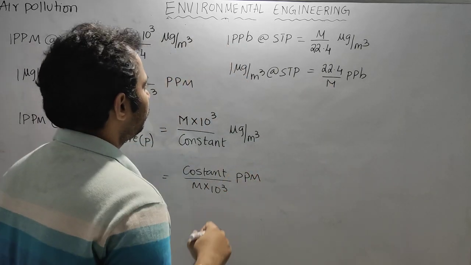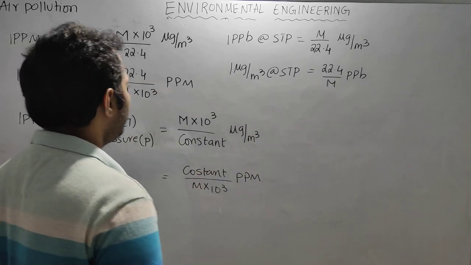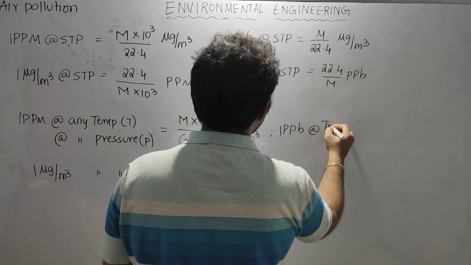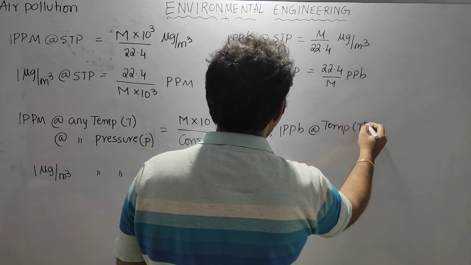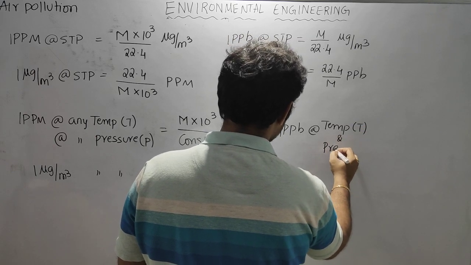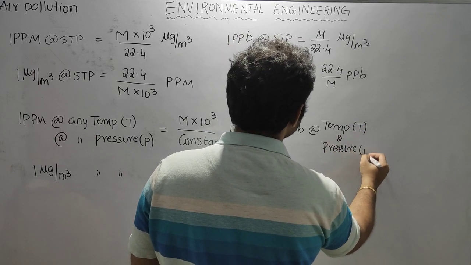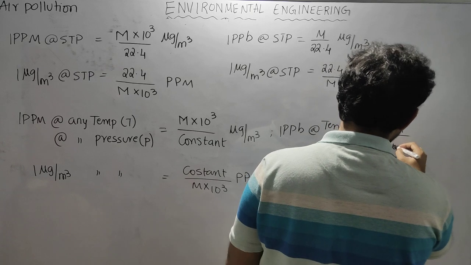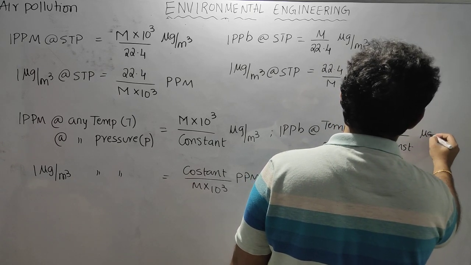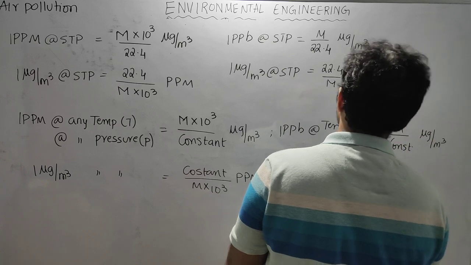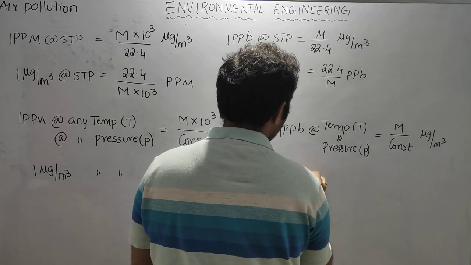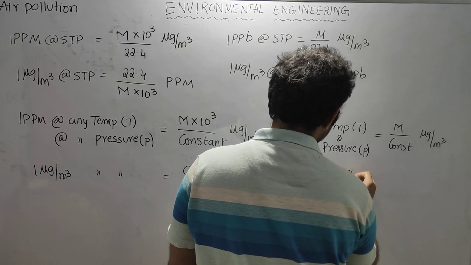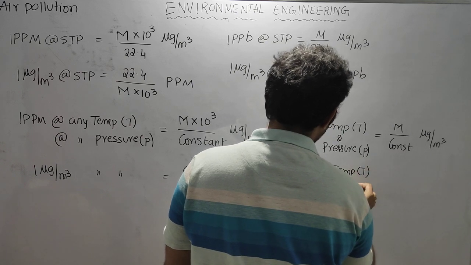Okay. So similarly, 1 ppb at temperature T and pressure P is equal to m by constant. And similarly, 1 microgram per meter cube at any temperature T and pressure P.